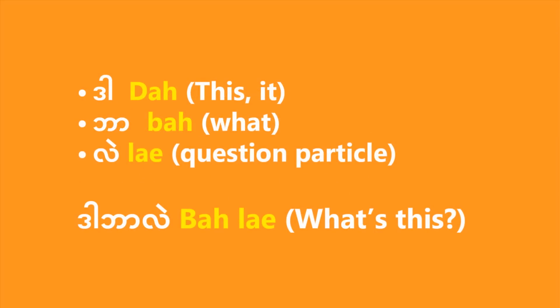Da is the Burmese equivalent of this or it, something you can point to or motion at. So if you're walking through a market, you see some odd or unfamiliar thing and you want to ask the vendor what it is, then you say da ba le. That's roughly the same as what's this or what is it?